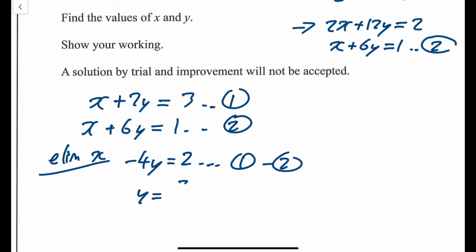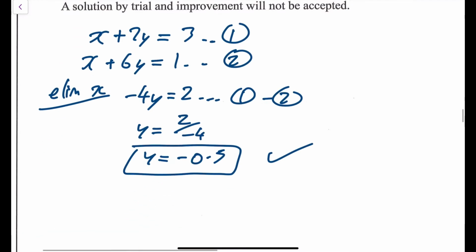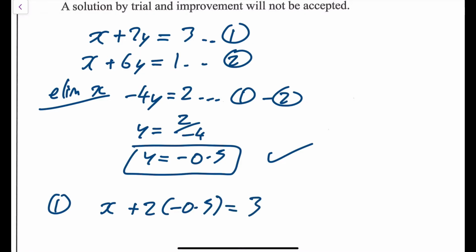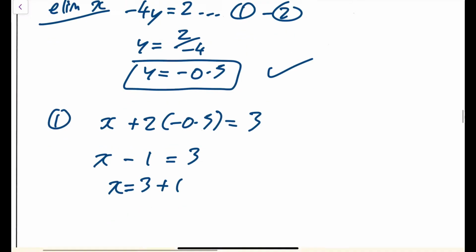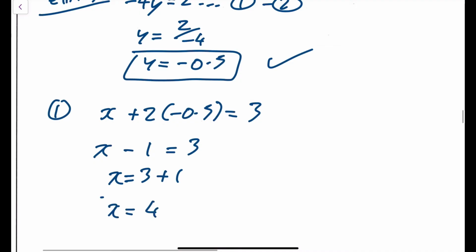Then y is equal to 2 divided by minus 4. y equals minus 0.5. Sub that into equation 1. x plus 2 times minus 0.5 is equal to 3. I'll show all my steps. x minus 1, as 2 times 0.5 is minus 1, is equal to 3. x is equal to 3 plus 1. x is equal to 4. And there we have it, and that's our first paper done.